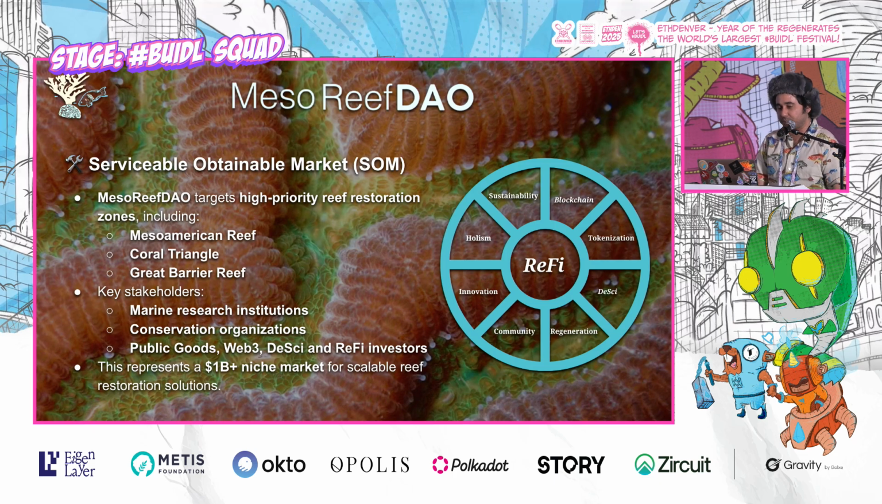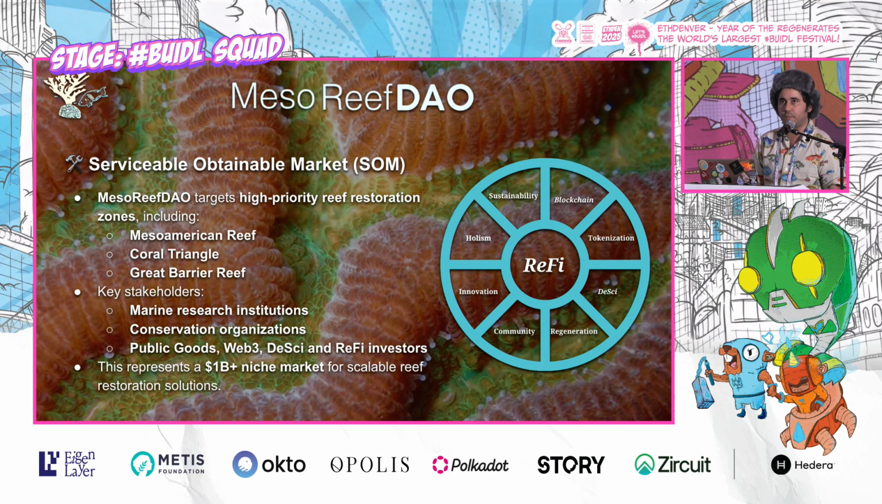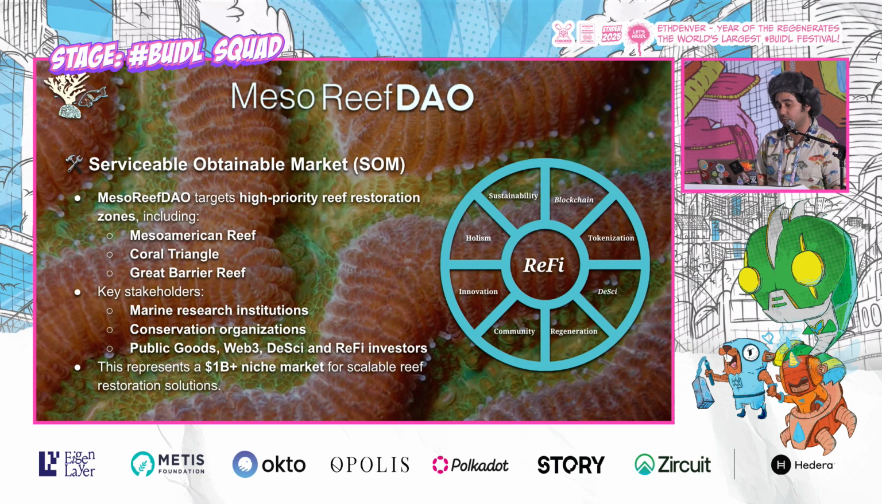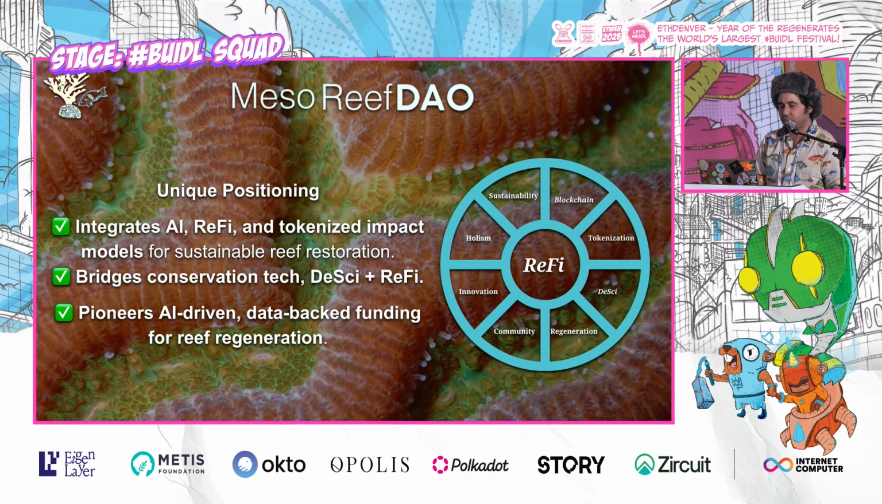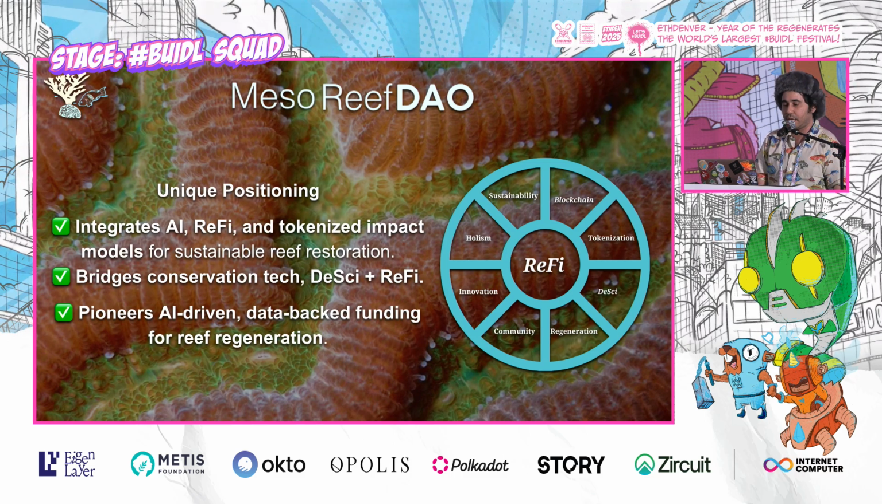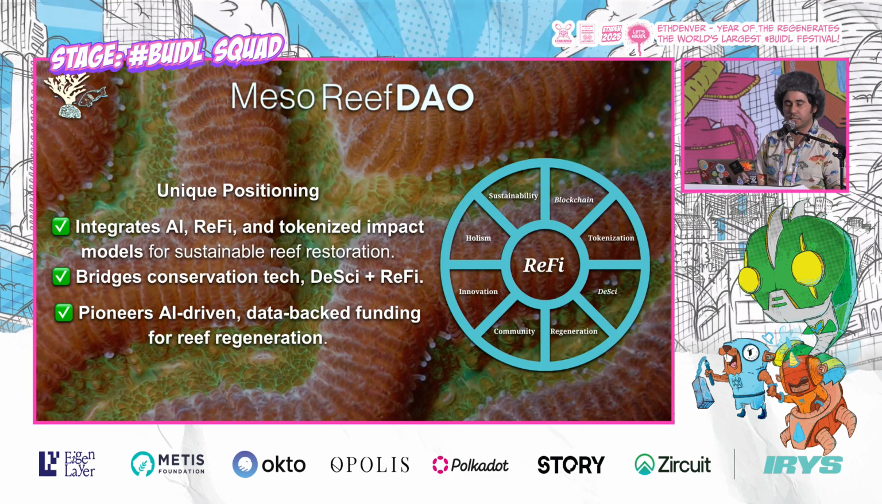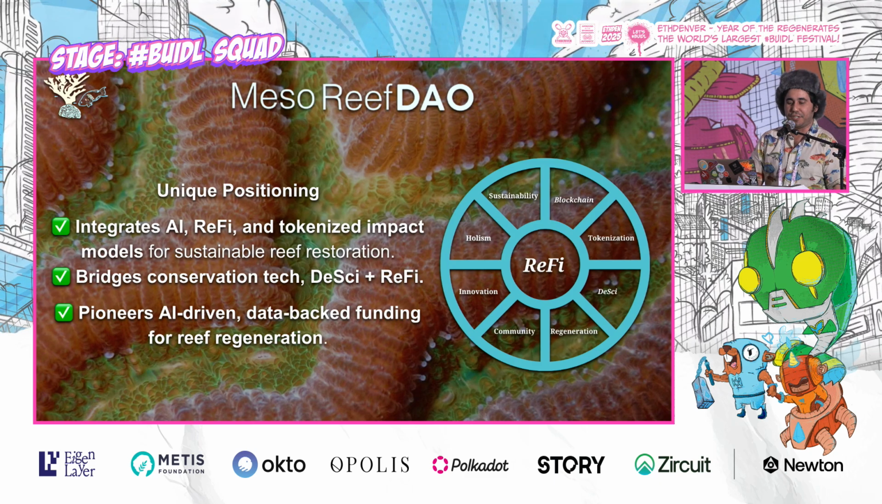So yeah, basically the key stakeholders that we are focusing on are marine research institutions, conservation organizations, public goods and Web3 communities in the DeSci space, and ReFi investors. In terms of unique positioning, we're eager to integrate AI, ReFi, and token-gated impact, with governance tokens or whatever. We're quite open to discuss that. That's why we're here, essentially.